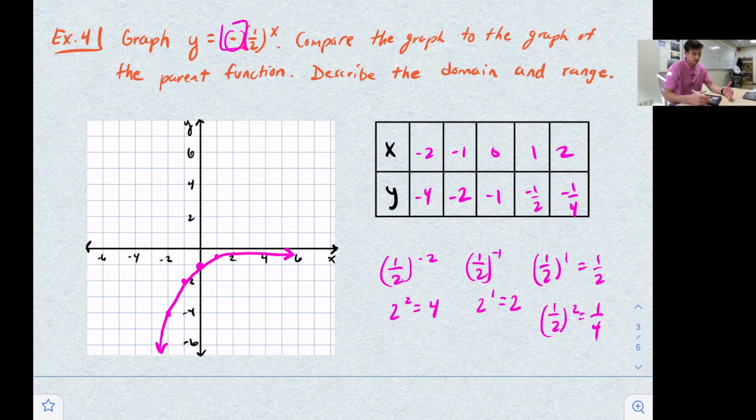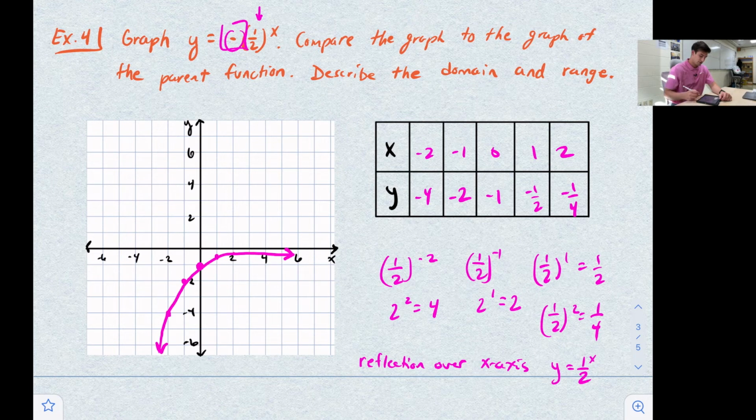There was a negative involved, so we reflected over the x-axis. And now our graph is approaching the x-axis on the right side because our b value was between 0 and 1. Okay? All right, so now let's compare to the graph of the parent function. In this one, all we had was a reflection over the x-axis of our original parent function, which would just be y equals 1/2 to the x.